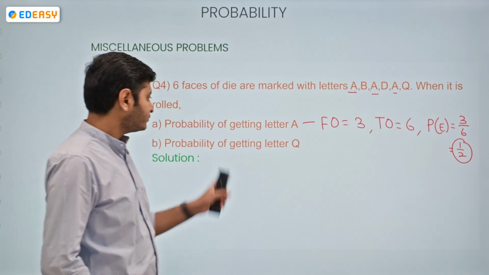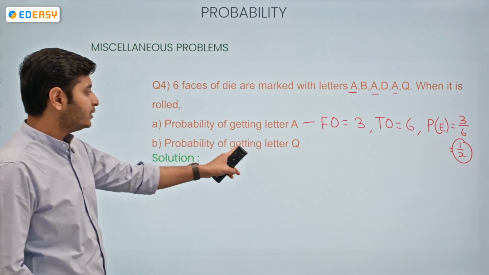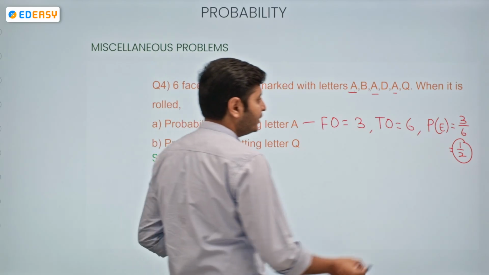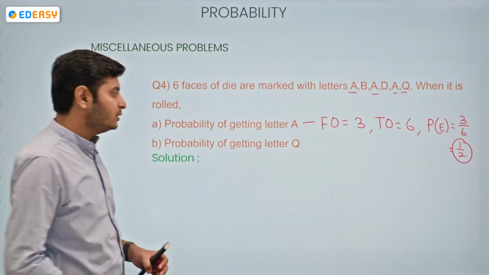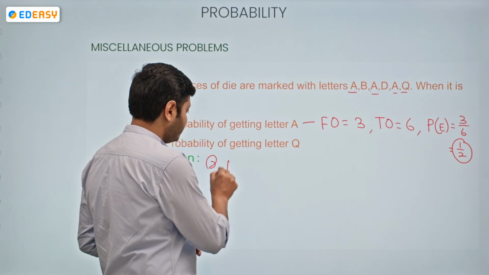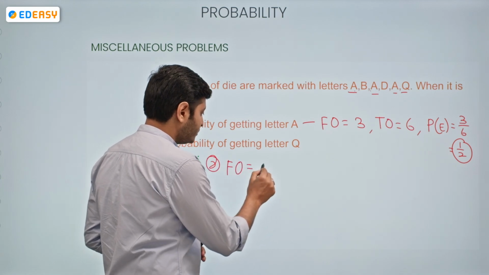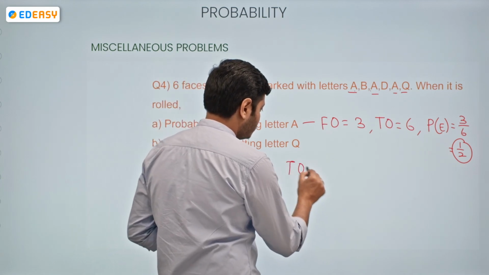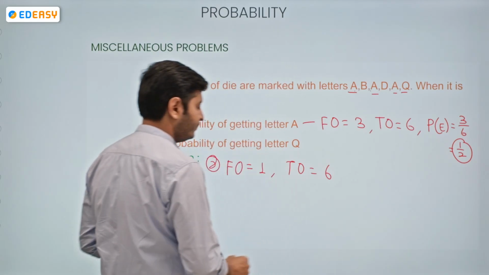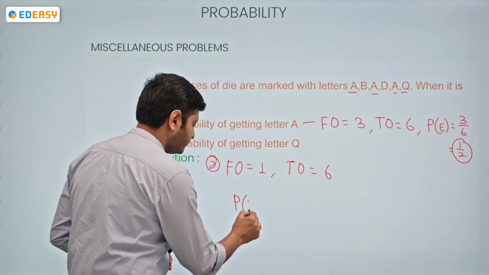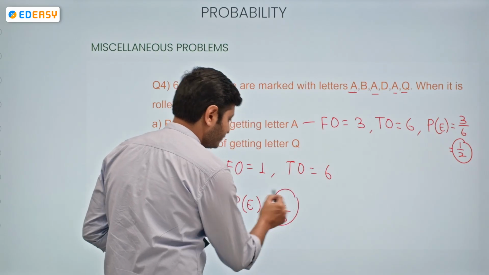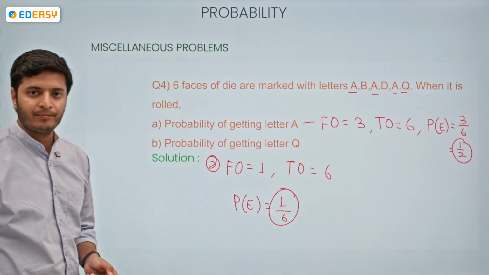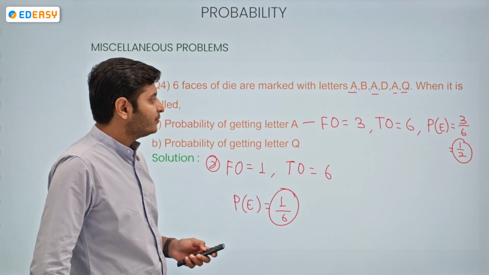Easy. Second part, probability of getting letter Q. How many favorable outcomes? There is only one face which is marked with Q. So for the second part, favorable outcomes 1. Total outcomes 6. So the probability of this event to happen is 1 by 6. This is how you can find the answer.